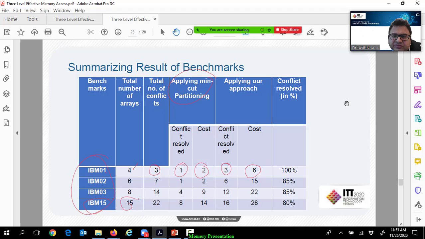So for the standard benchmarking in the min cut, we have compared this with the pure min cut. We are resolving more conflicts, but because these are parallel arrays and parallel chips, that is increasing the cost of the system. And the same is the case for IBM 2 and 3 and 15. One more thing we see, if we look vertically, is that if the processor has a smaller number of arrays, 100% of conflicts can be resolved. If the processors have more arrays, fewer conflicts are resolved. So increasing the number of arrays reduces the efficiency.